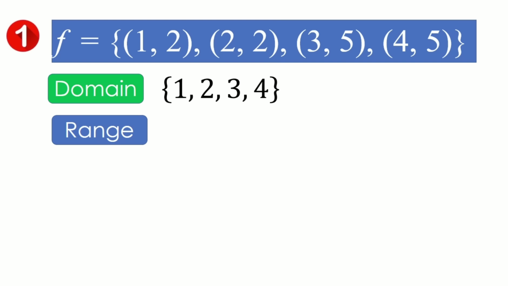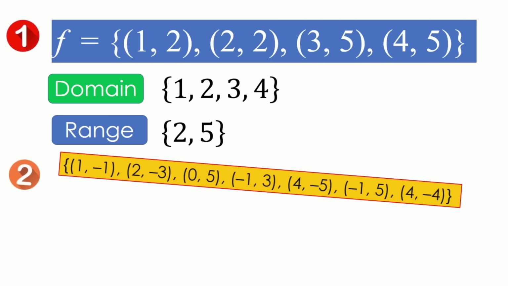Next is the range. Tingin tayo sa pangalawa. So, meron tayong 2, 2, 5, 5. Dito, dalawa yung 2 natin, so kunin lang natin yung isa. And also, 5. Therefore, yung range natin dyan is 2 and 5. Madali lang kunin yung domain and range kapag given ang ordered pair.